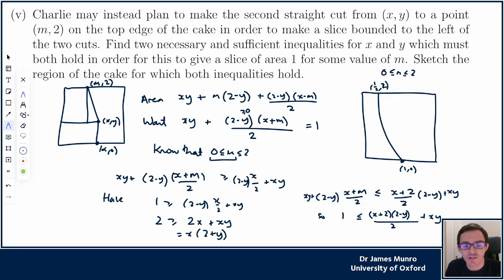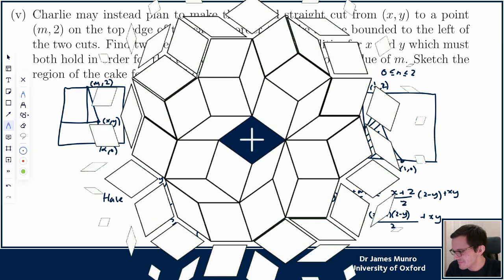There's a bit of work to do to rearrange that expression for y, to sketch it onto the cake, and to work out where it is. If we do all of those steps, it turns out that it goes through this point at the top and down to (0, 1) over here. That's a little bit complicated. The region at the end is going to look like this over here. I'm going to try and recreate all that algebra now. If you don't want to see all the algebra, skip to the next question.